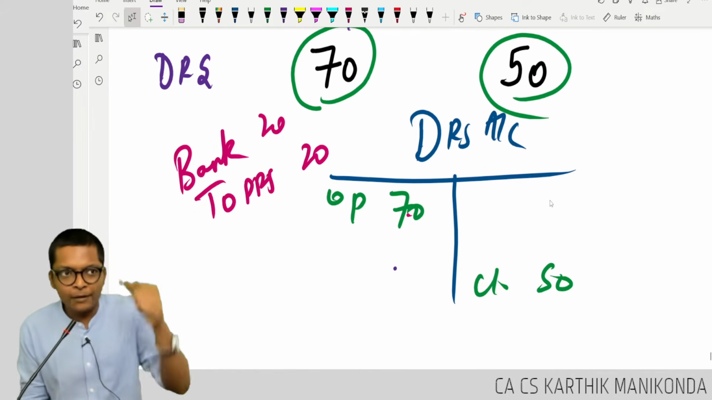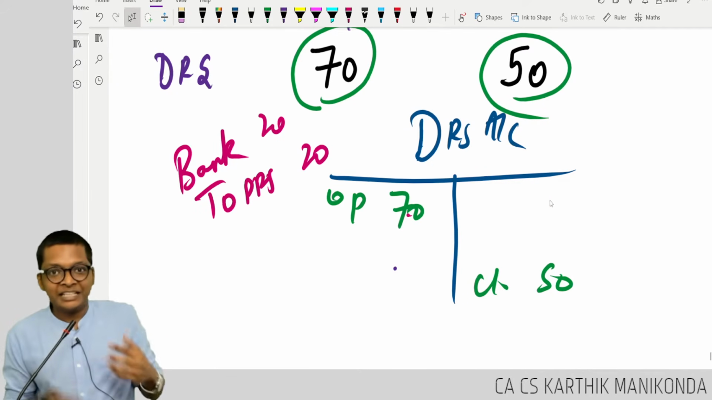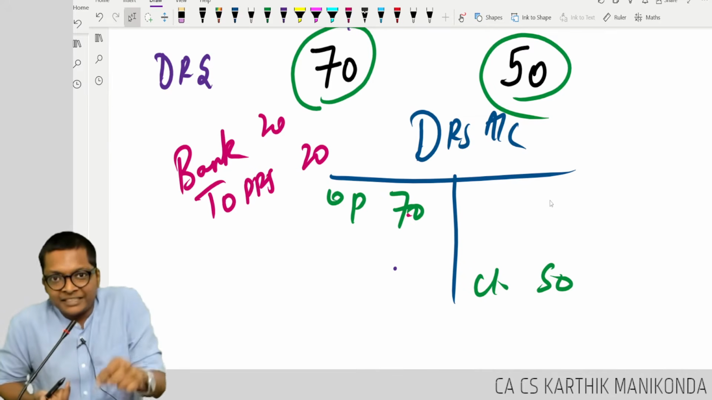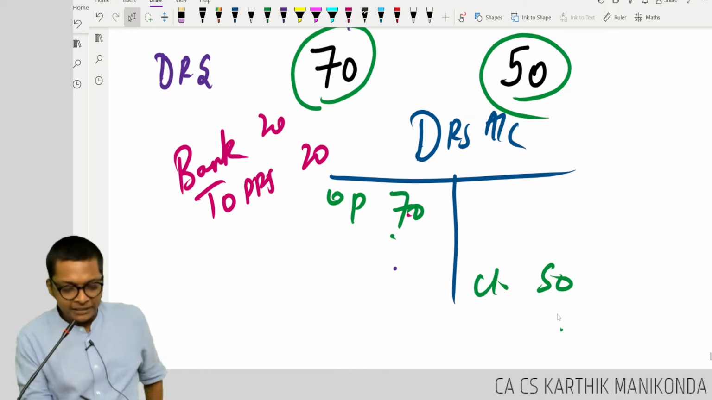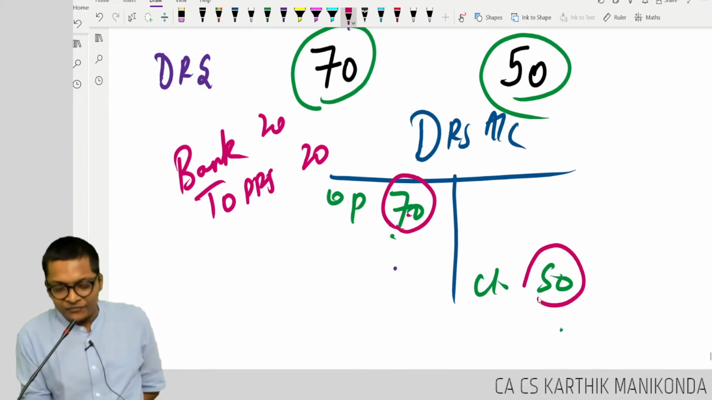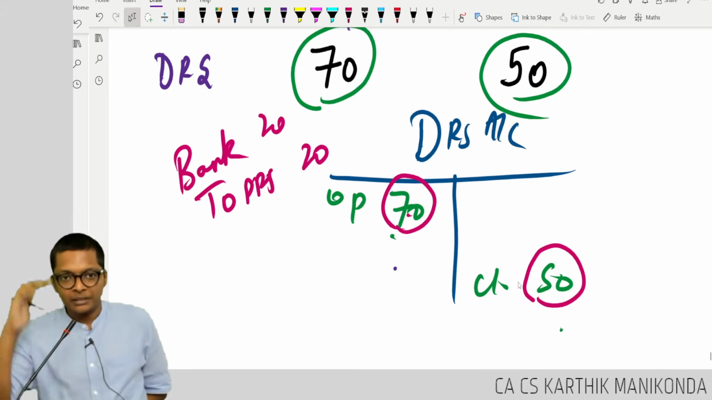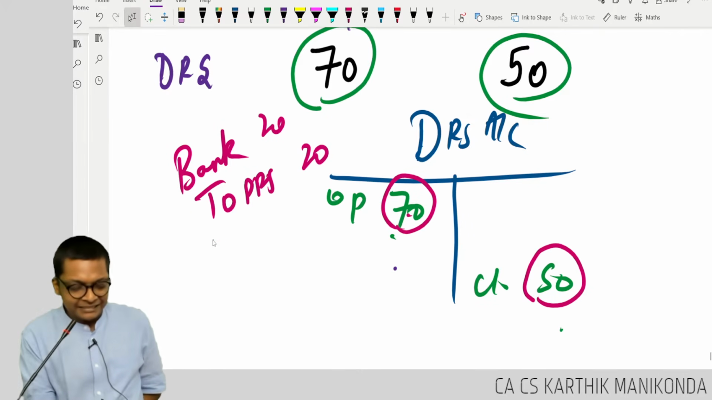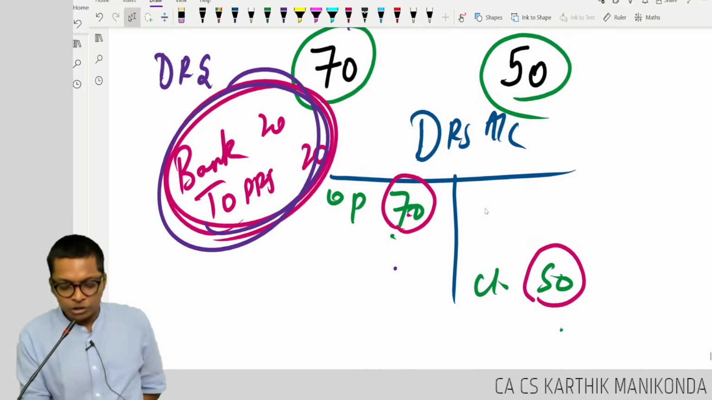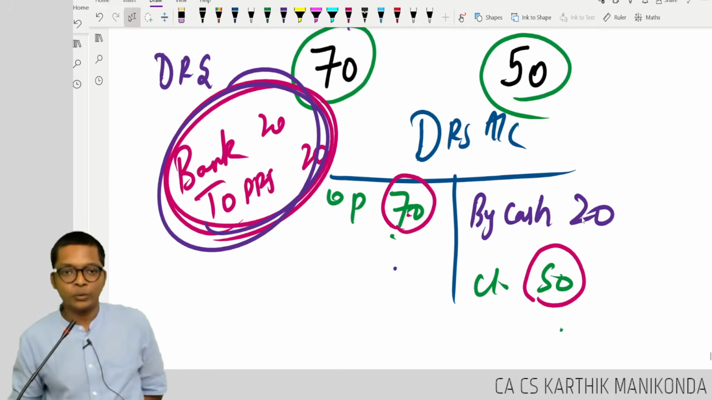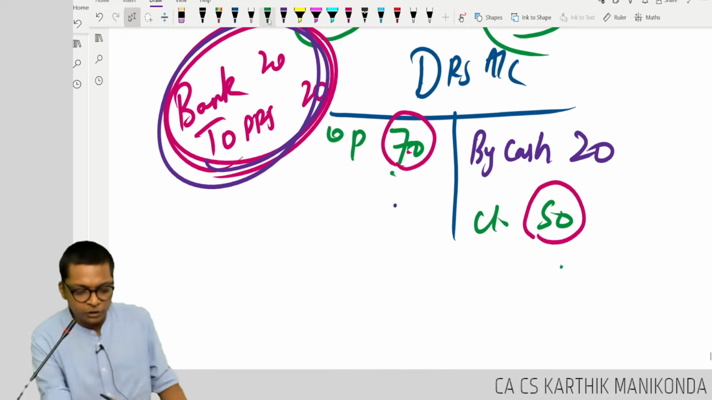Why? Because I have only P&L and balance sheet. I don't know how much is credit sales of this year, how much is last year. I have only opening and closing balance. So what I will do, 70 became 50 means what? Debtors decreased. That means I got 20 as cash. So I will write here by cash 20. This is option 1. Look at option 2.